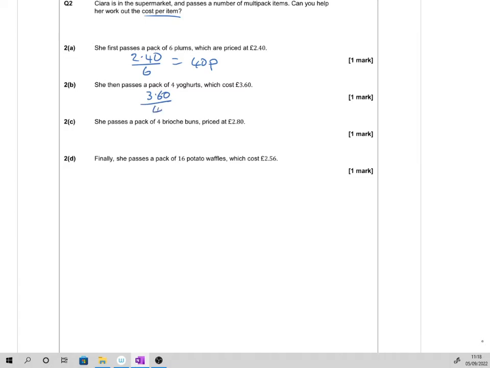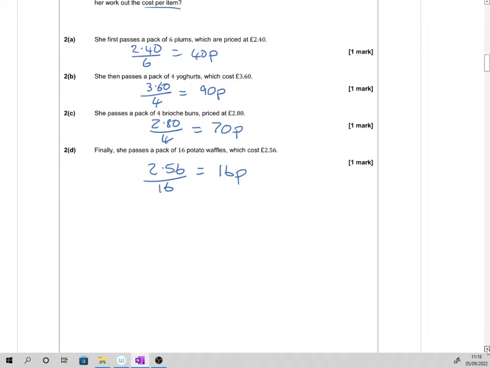£3.60 divided by 4, 3.6 divided by 4 equals 90 pence. £2.80 divided by 4, brioche buns, that's a bit posh, isn't it? £2.80 divided by 4 is 70 pence. And £2.56 divided by 16, 2.56 divided by 16 equals 16 pence. Okay, next one.